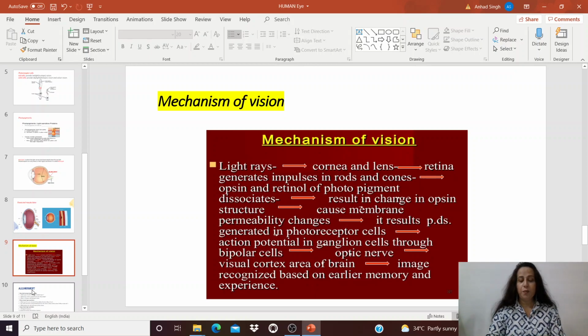As a result, potential differences are generated in the photoreceptor cells. This produces a signal that generates action potentials in the ganglion cells through the bipolar cells. These action potential impulses are transmitted by the optic nerves to the visual cortex of the brain, where the neural impulses are analyzed and the image formed on the retina is recognized based on earlier memory and experience.